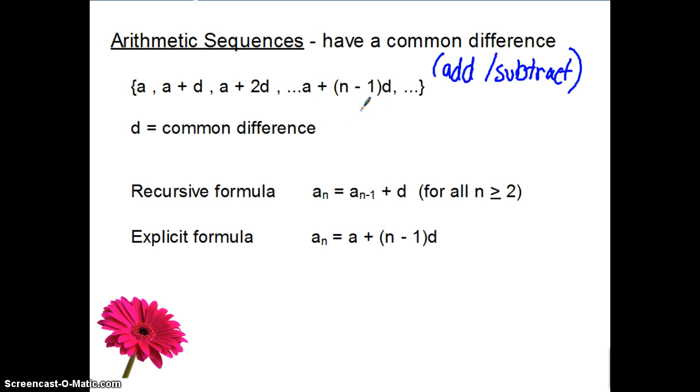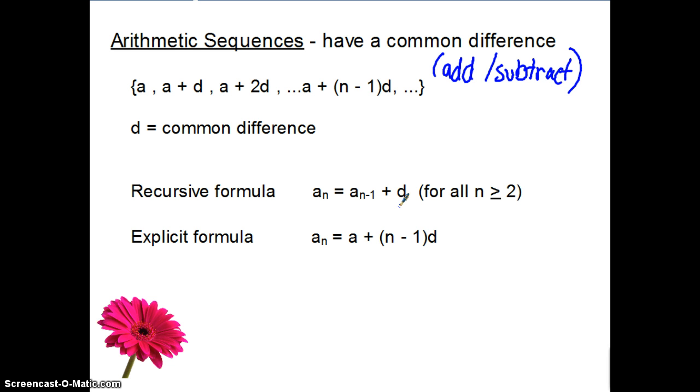And we saw that on that last example for the 100th term. We did not need to add that common difference 100 times. We only needed to add it 99 times, which is exactly where this n minus 1 comes in, 1 less than the term number. Recursively, the formula is a sub n equals a sub n minus 1 plus d. So this says to get the term that we're looking for, we take the one before it, a sub n minus 1, and we add that common difference.